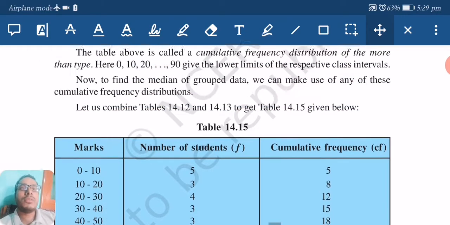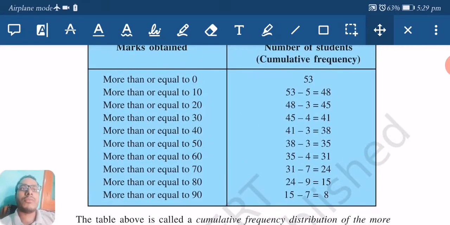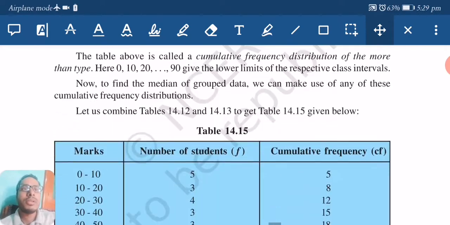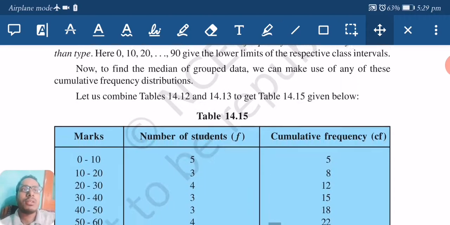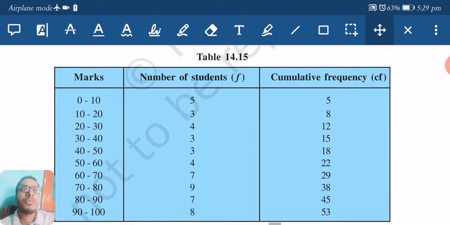Then 10 to 20. If you look into both the tables, you will find no differences, a slight difference in finding the cumulative frequencies. So here, more than or equal to 0, more than or equal to 10, because we are using exclusive type data here. More than or equal to 10, more than or equal to 20, more than or equal to 30. Similarly, if you look here, we have reduced the table from less than and more than table to form a cumulative frequency table.